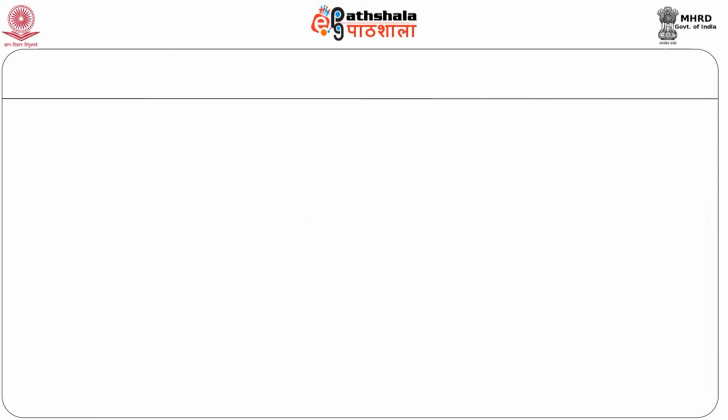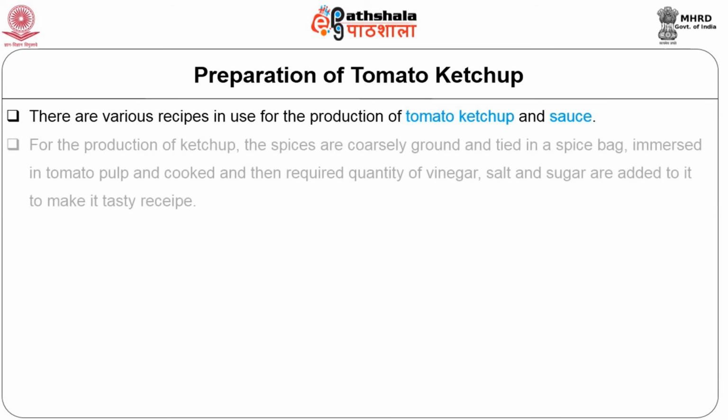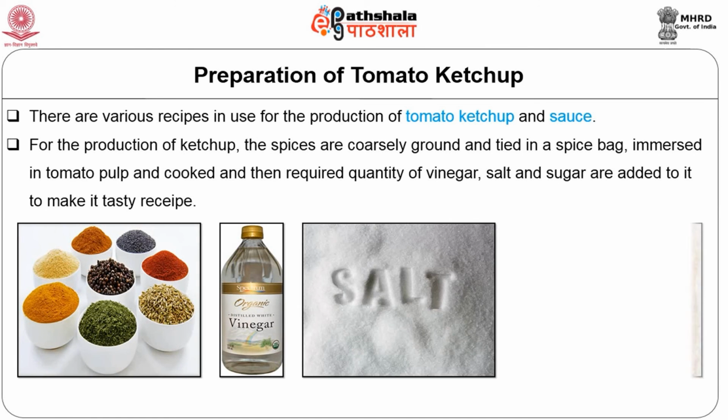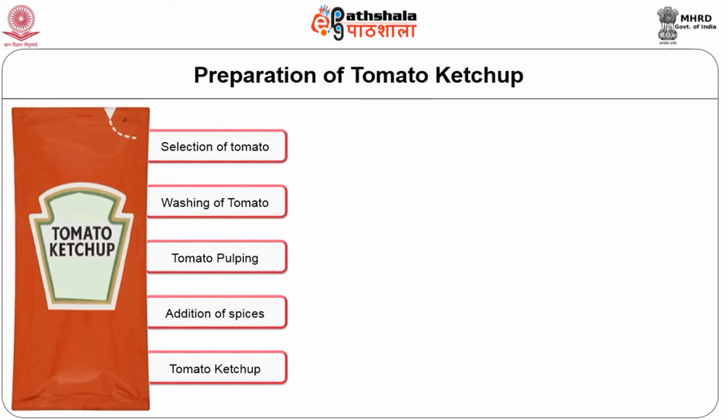Next, let us learn the process of making tomato ketchup. Various recipes are used for the production of tomato ketchup and sauce. Today, I will teach you the basic recipe to make tomato ketchup. First, for the production of ketchup, the spices are coarsely ground and tied in a spice bag, immersed in tomato pulp and cooked. Finally, the required quantity of vinegar, salt and sugar are added. Let us see the production process.